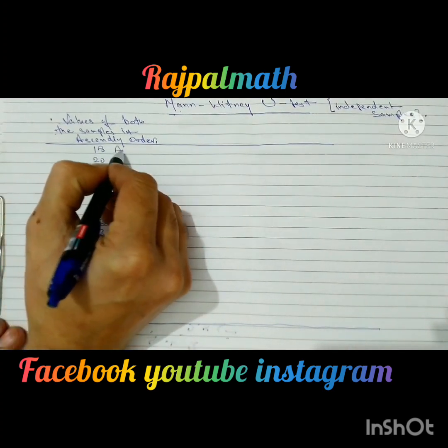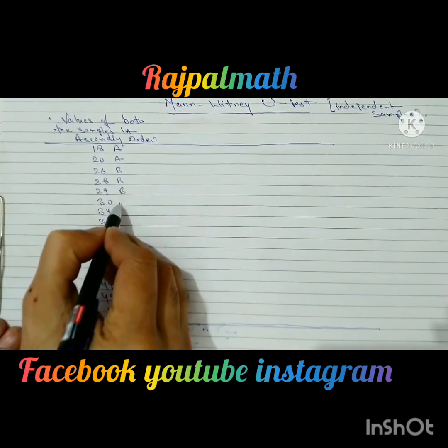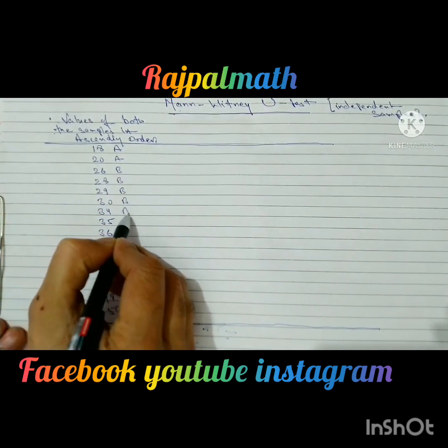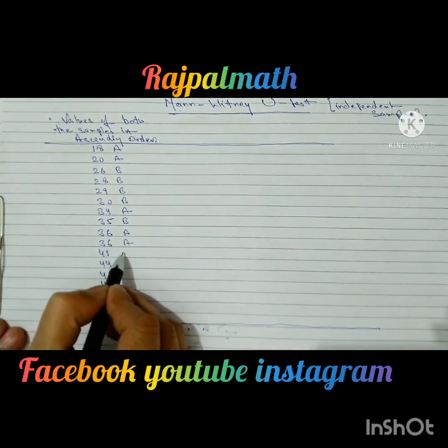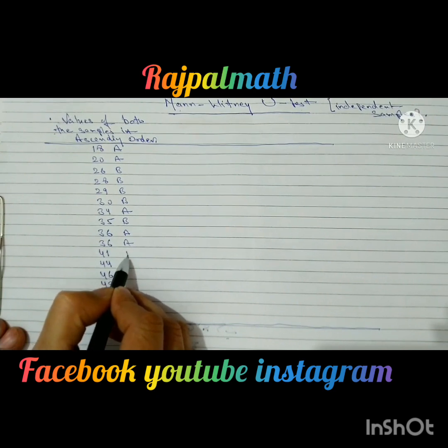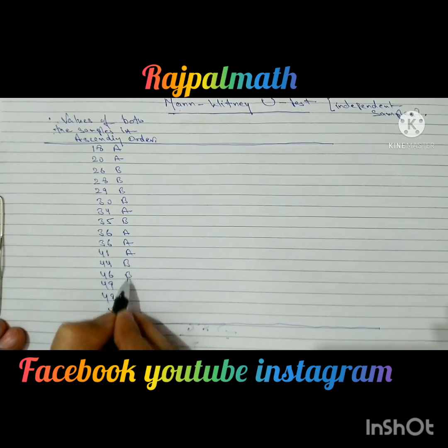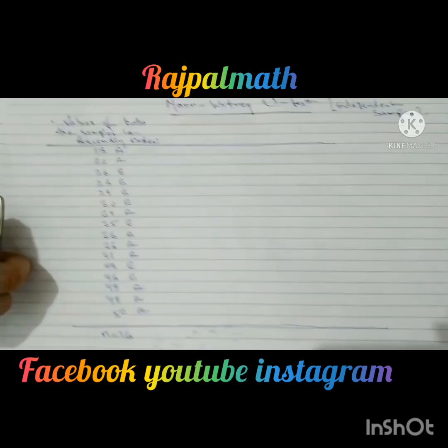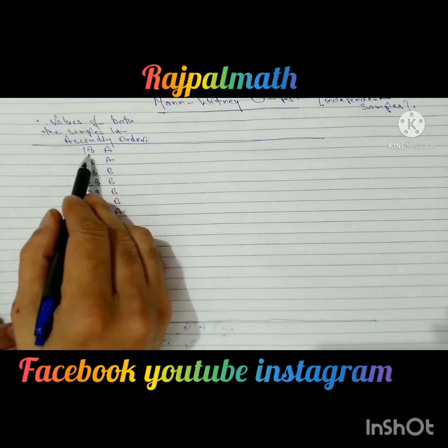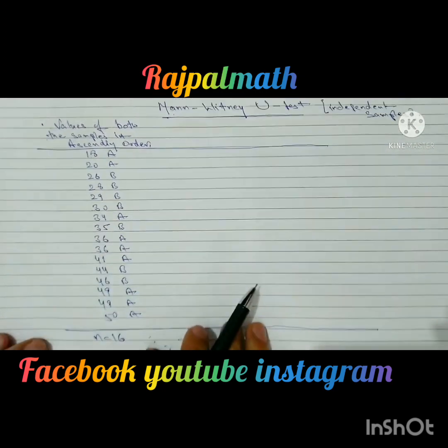18 is from group A. 41 is from group A. Then 44 is group B, and 49 and 50 are from group A. A represents group 1, B represents group 2.